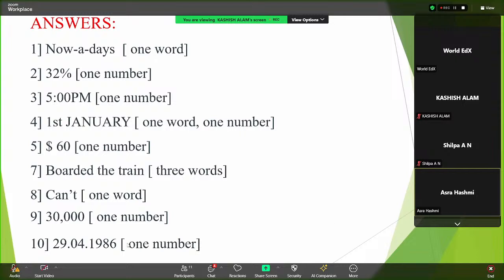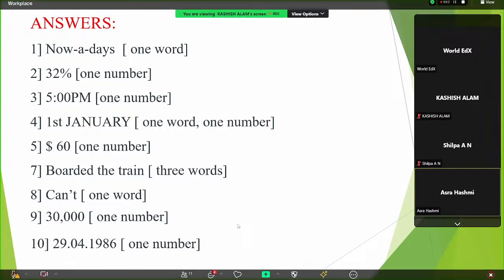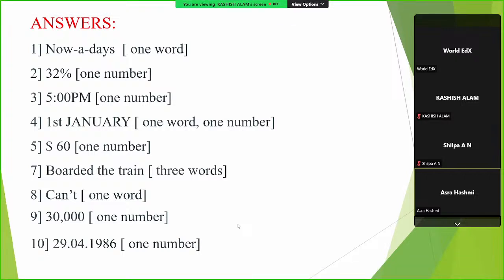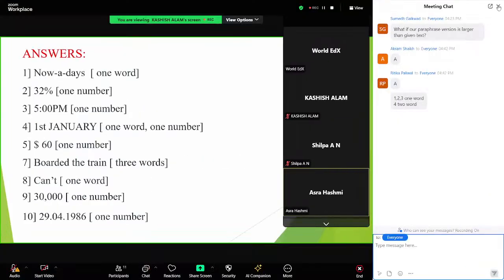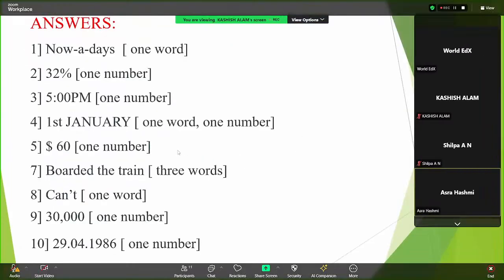All right, we have the answers right now. So nowadays is one word. 32% is again one number. 5 p.m. is one number, as we have already told you that PM does not count as a number or a word. 1st of January is one word and one number. $60 is one number. Boarded on the train are 3 different words. Can't is one word, or cannot is also one word. 30,000 is again one word, and this date, because it's a date, is one number.